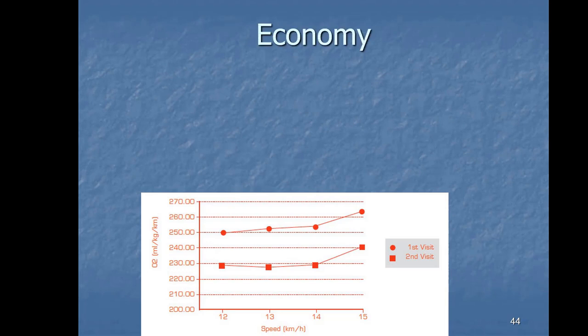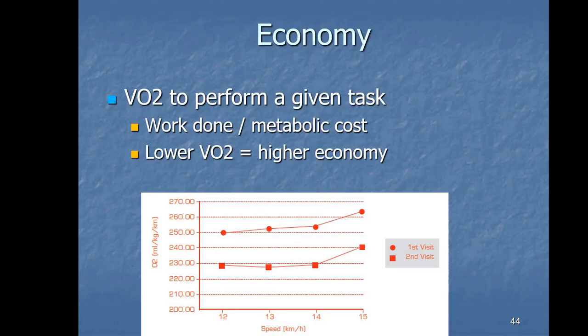All right, what I'm going to finish up with here is exercise economy. Economy in this context refers to the oxygen consumption required to perform a given amount of work, basically work being done divided by metabolic cost. Generally speaking, lower oxygen consumption means a higher economy. If you're able to run at a certain speed and use less oxygen, that means you're more economical.